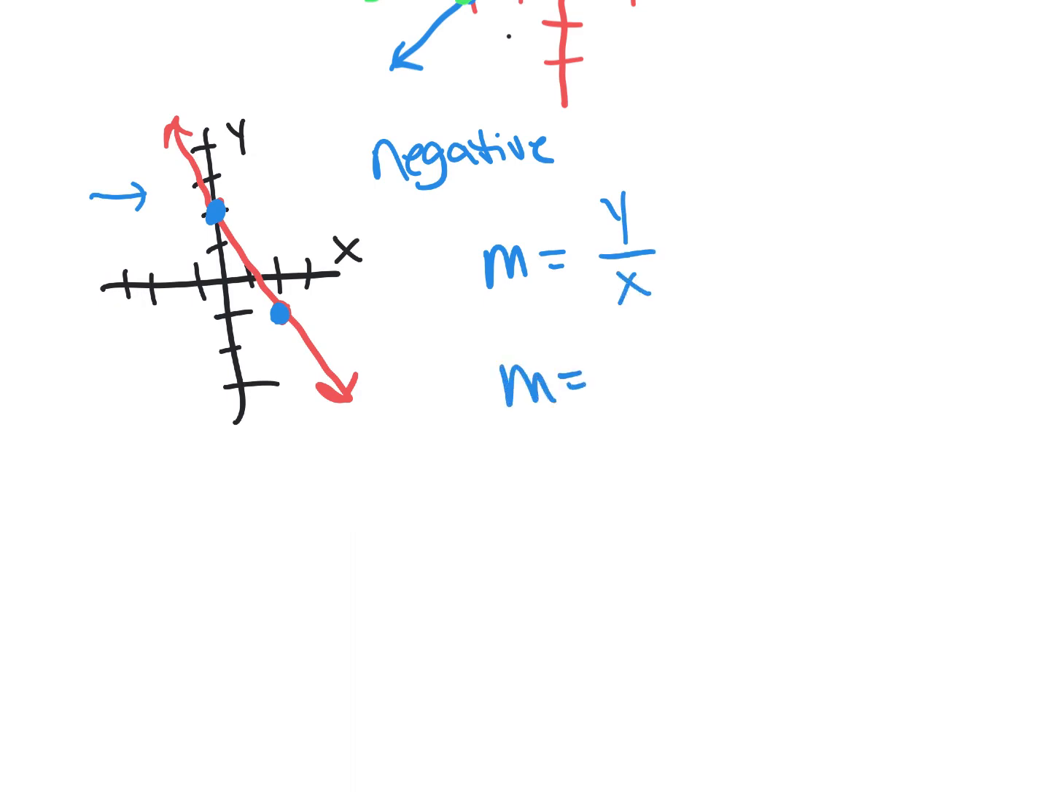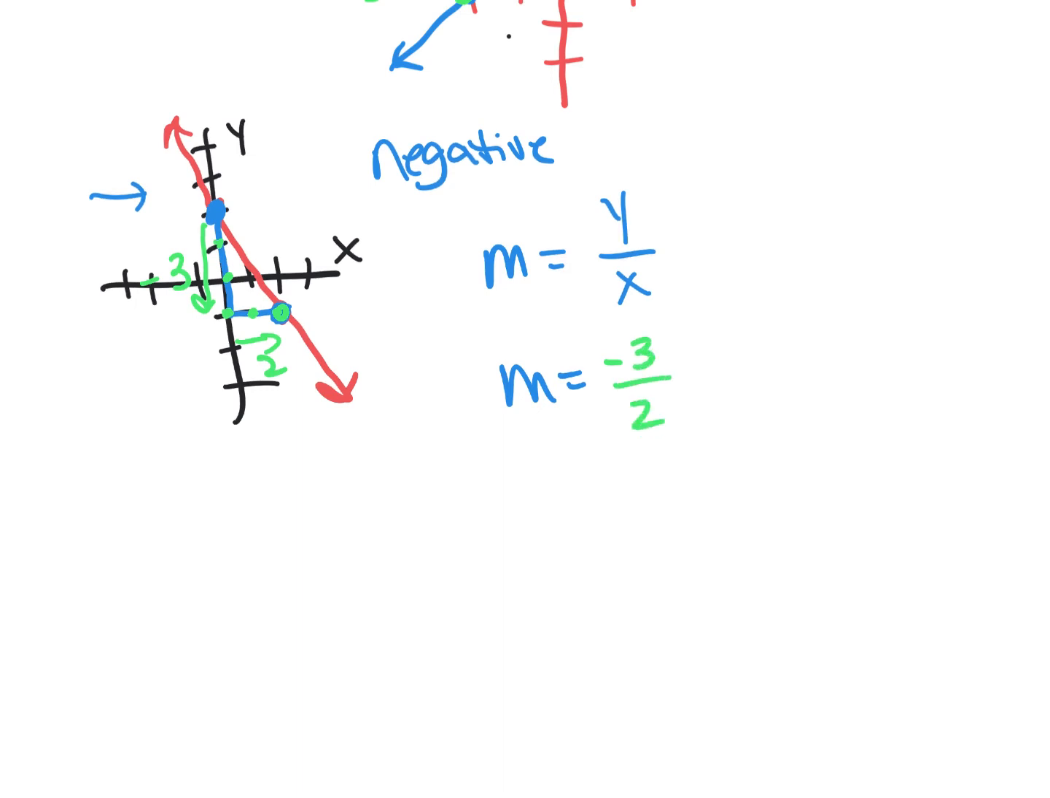So m is, I have to go down, then I have to go right to get to this next point. So I'm going to count. I'm going to go down 1, 2, 3. So down 3. Then I'm going to go over, right? Because I want to go over to this point. So I'm going to go 1, 2. So I'm going to go over 2. So my slope is negative 3 halves.